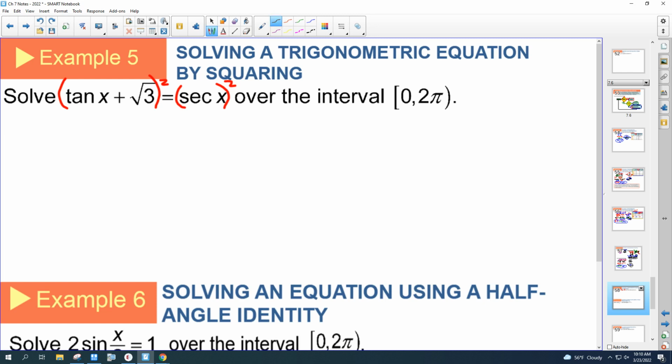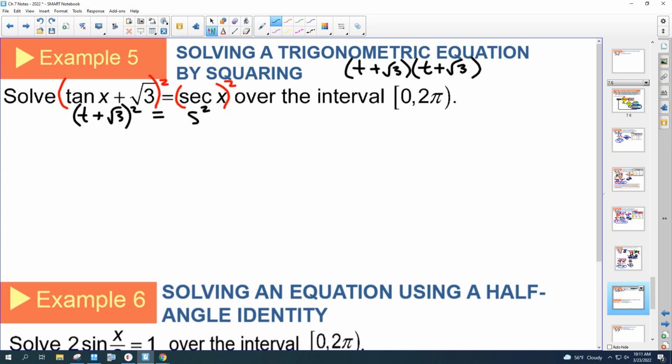Okay. So if I code switch, maybe this is going to be easier for you. T plus square root of 3, squared, equals S squared, for secant x. I'm going to want to square that thing on the left, and a lot of people will mess this up because you can't just distribute the 2. That's not how it works. I would hope that you could do this in your head. But when you square something, you can't distribute that 2. You got to multiply it by itself.